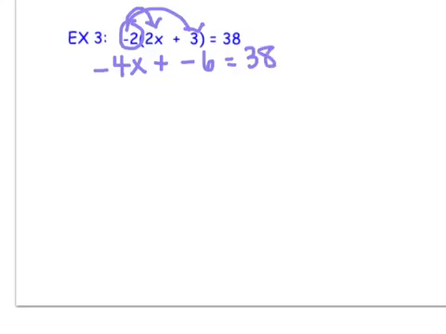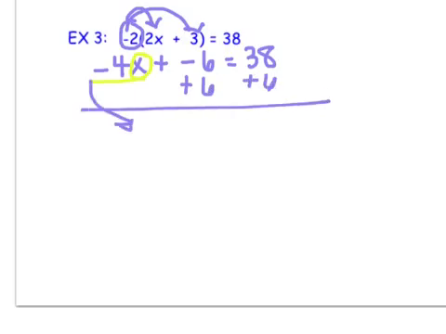So I'm trying to get negative 4x by itself, to eventually get x by itself. So I've got to look right here. This is a negative 6. Okay, guys, this is a negative 6. Even though there's an addition sign, this negative trumps everything. So in order to get rid of a negative 6, how do I get rid of it? I add 6 to both sides.